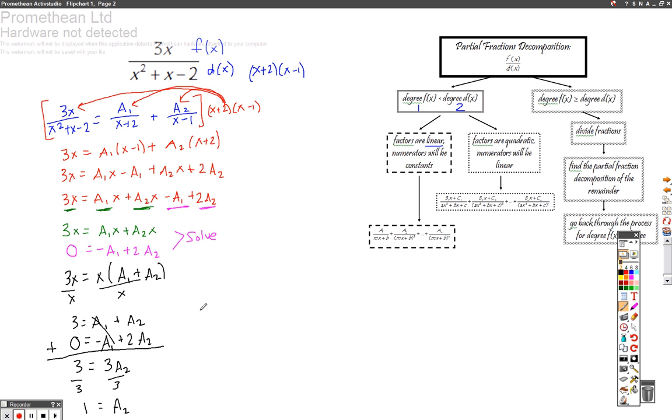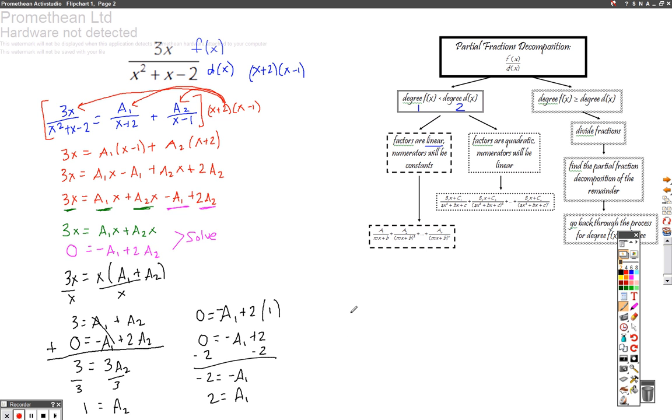So I have 0 equals negative a1 plus 2 times a2, which is 1. So this gives me 0 equals negative a1 plus 2. Subtract 2 from both sides. Negative 2 equals negative a1. Divide out by negative 1, a1 equals 2.